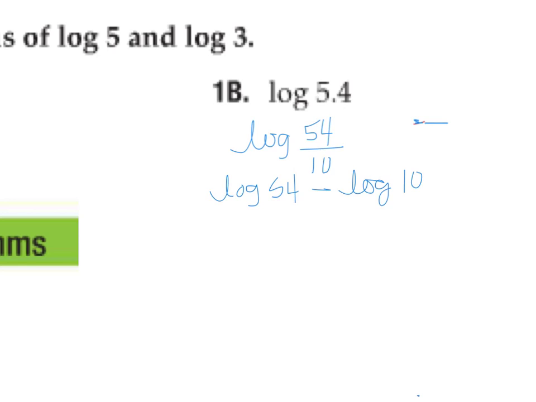And I already know that I can take 54 and write that with a 3. That's actually going to be log of 2 times 27, which is 2 times 3 to the third. And the log of 10, I can write it as a product of 2 times 5. That's how I get the log 5 and the log 3.